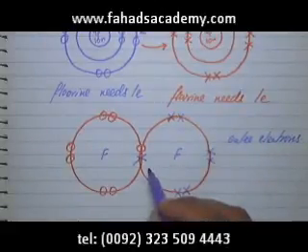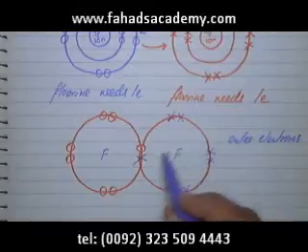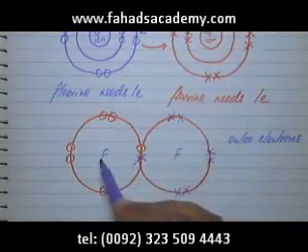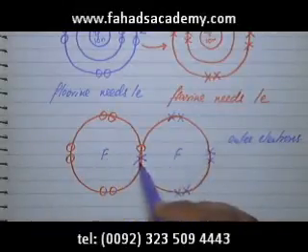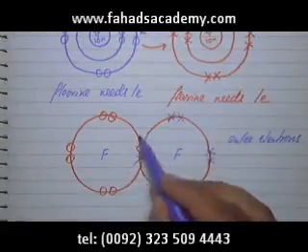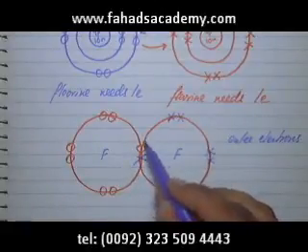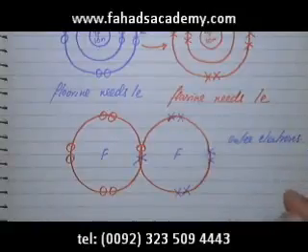So 2 electrons are shared. This fluorine needed one, so it pulled 1 electron from this fluorine. This fluorine needed 1 electron. It tried to pull an electron from this other fluorine. Eventually, the 2 electrons ended up between these two atoms, and they are now being shared.